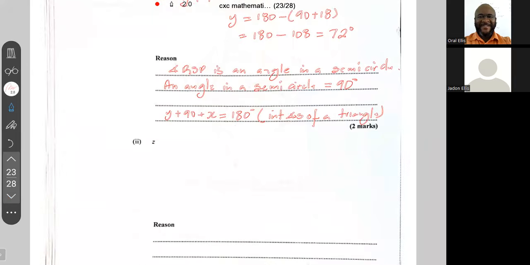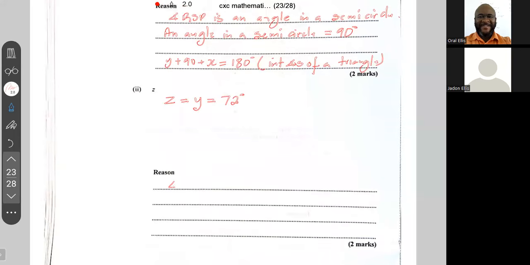So I'm going to say that Z is equal to whatever Y is, which is equal to 72 degrees. So angle Z and angle Y are angles in the same segment.